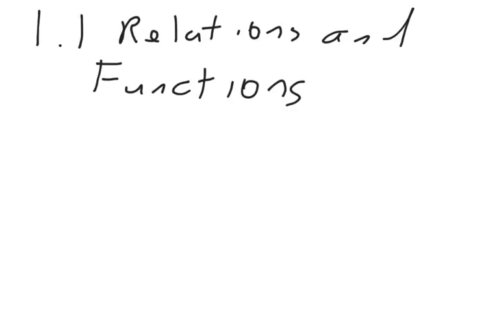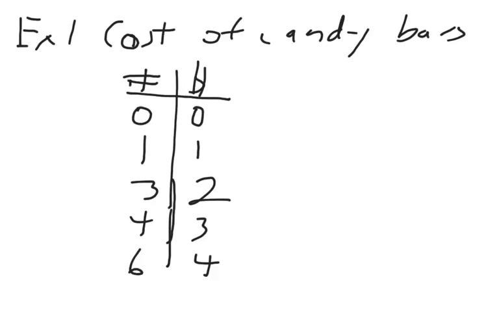Alright, here is our first pre-calc section, section 1.1 on relations and functions. Here's the cost of candy bars. On the left side, we have the number of candy bars. On the right side, we have how much it costs. And the first thing that they ask us to do is to make ordered pairs.